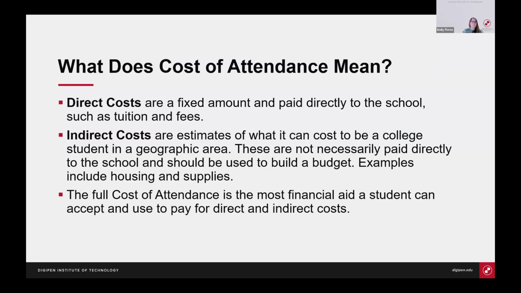And these indirect costs are also not going to be paid directly to the school necessarily, but they can be helpful when you're building out your budget. You can use it for reference to give you an idea of what those costs may look like. So some examples of indirect costs would be things like housing, books and supplies, transportation, things like that.